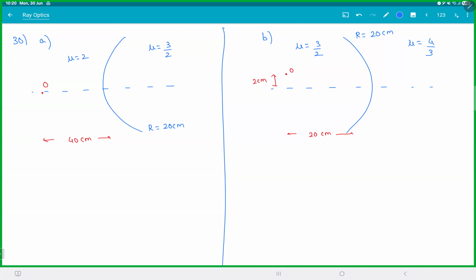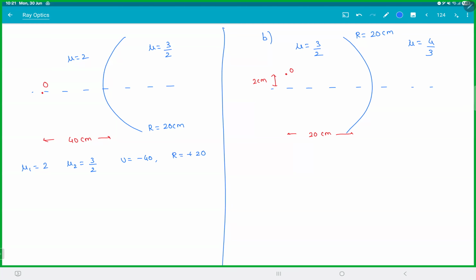Let me help you with this. See, first thing, define your mu1, mu2 properly. What is mu1? Lighters are going from left to right. Mu1 is 2. What is mu2? 3 by 2. What is u? Minus 40. What is radius? Plus 20. Check. If you got this, you're done.